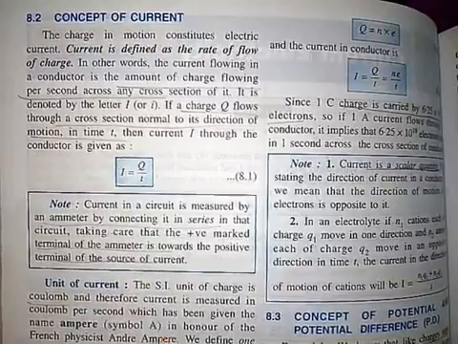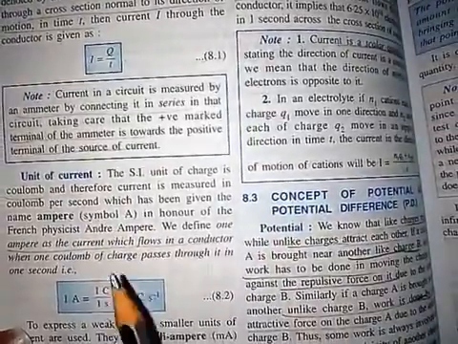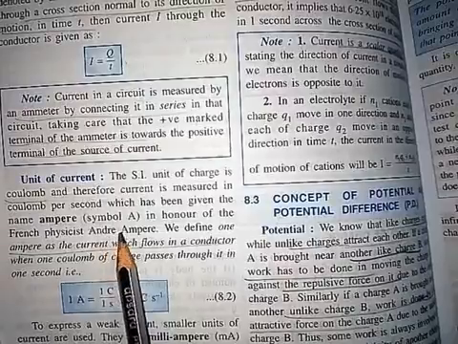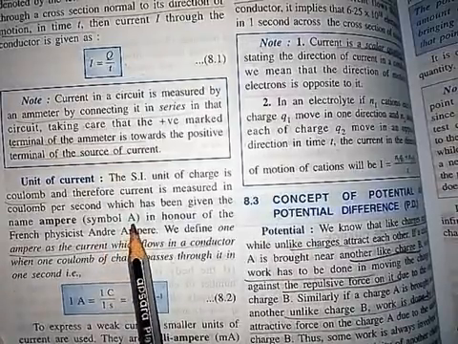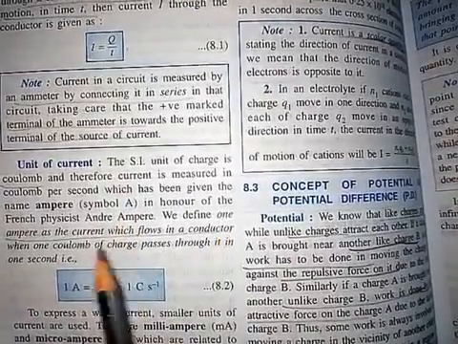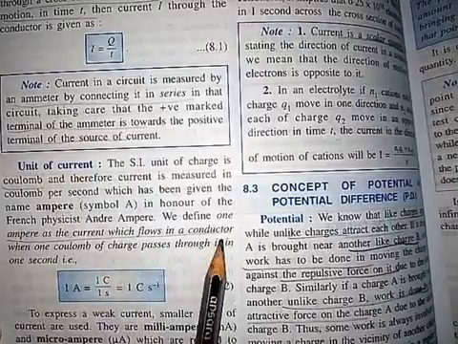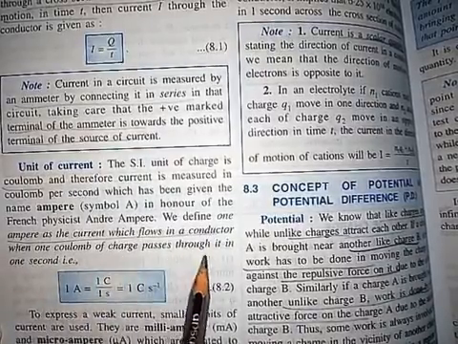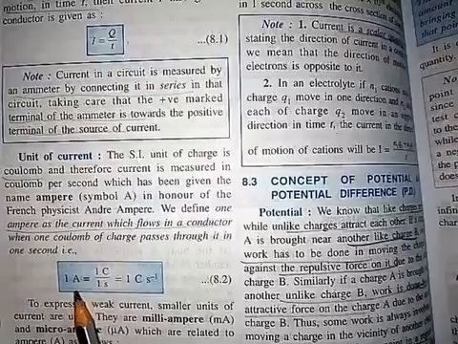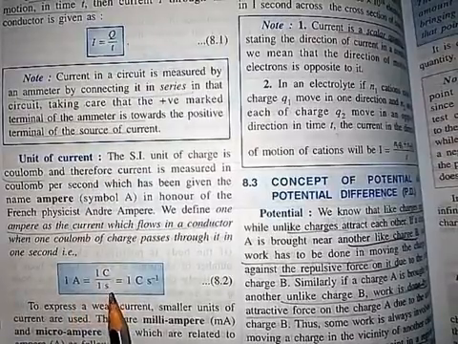Unit of current. The unit of current is the ampere and its symbol is A. So we define 1 ampere as the current which flows in a conductor when 1 coulomb of charge passes through it in 1 second. That is, 1 ampere equals 1 coulomb upon 1 second.